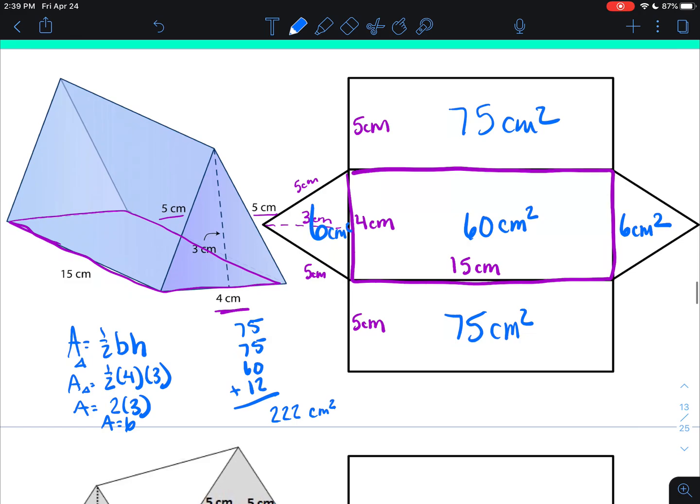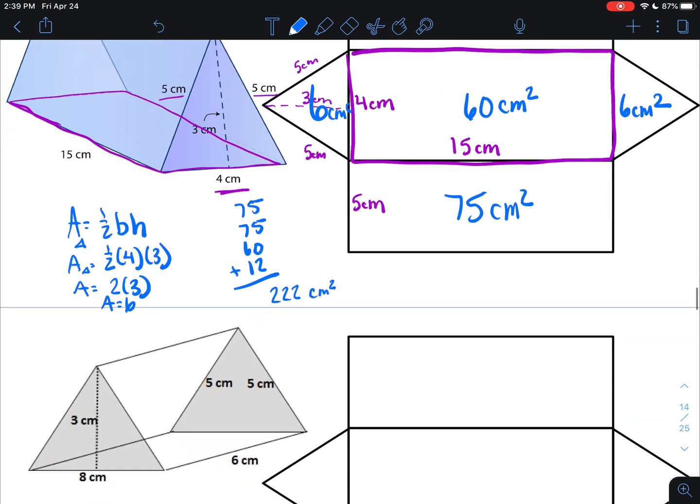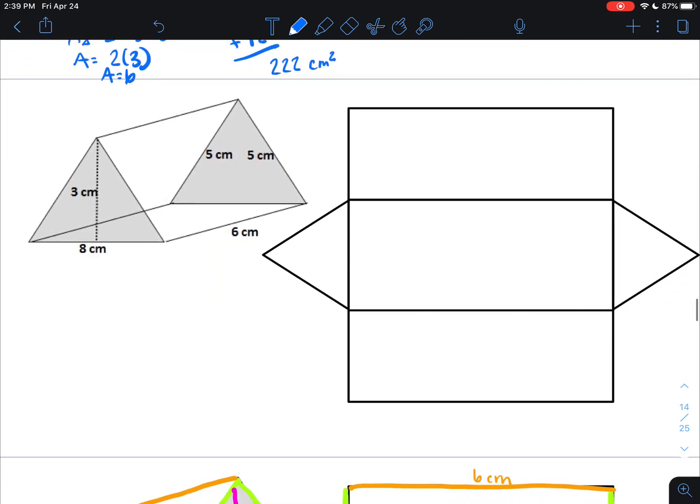So if you want to copy that down, go for it. Pause the video at this point. I want you to do this example on your own. Sketch in your notebooks and try to figure out the surface area. And then I'm going to show you my answer. So pause.